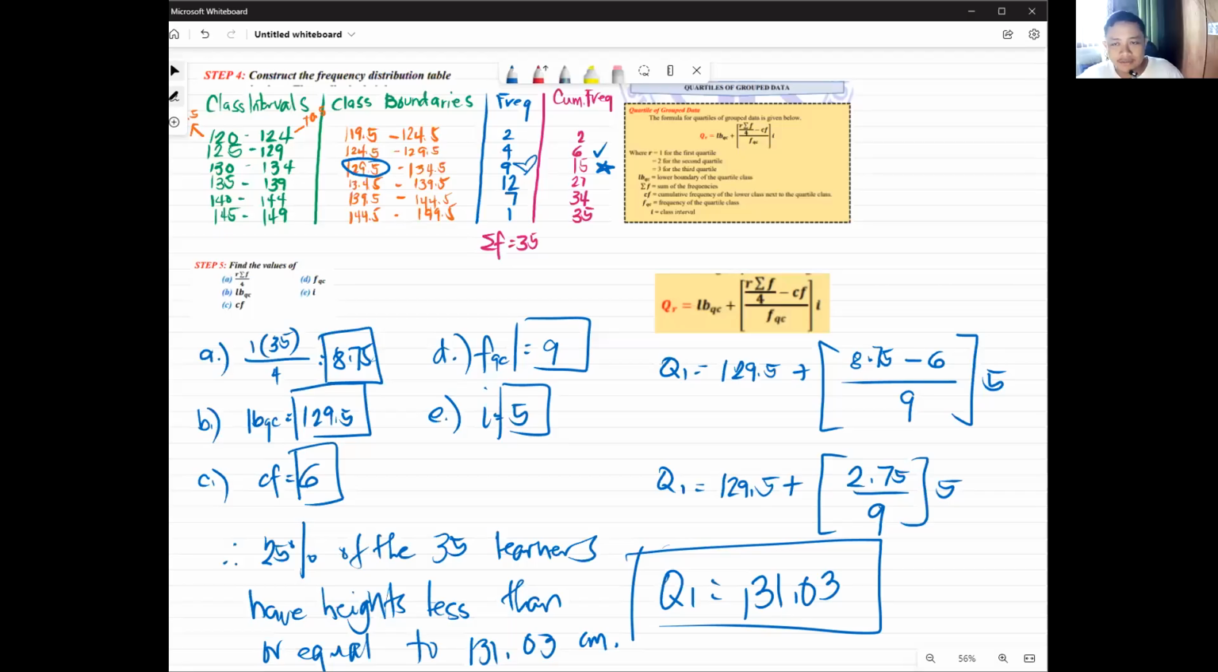Okay, thank you so much for coming back. We are actually finished now with our discussion of the process of making a frequency distribution table, and of course finding the values for your formula in finding the quartile of the grouped data.